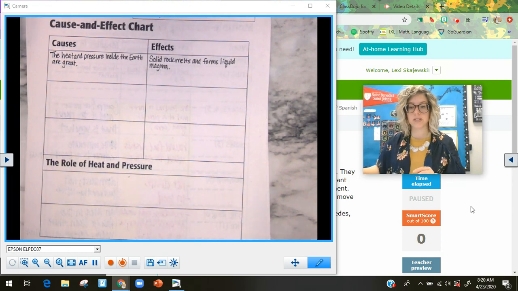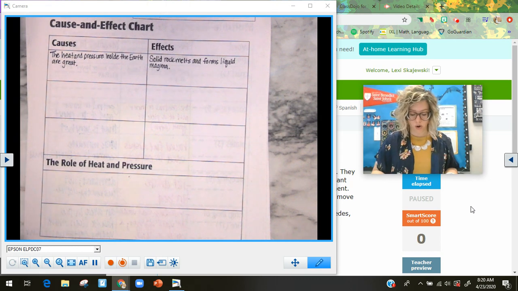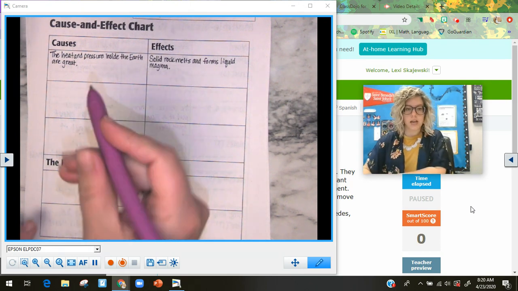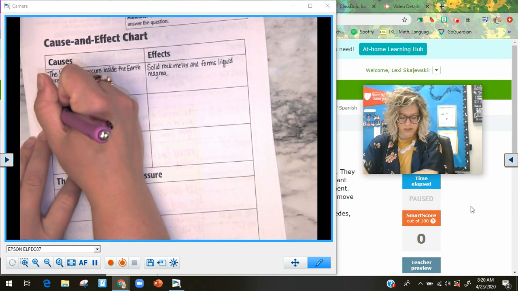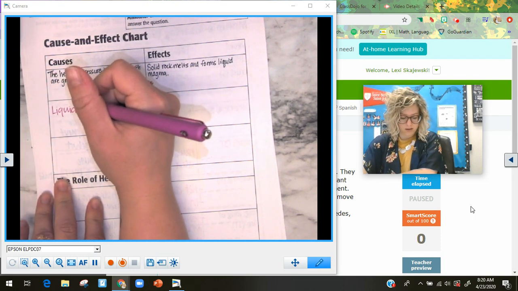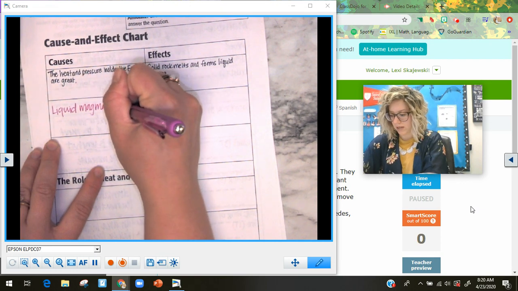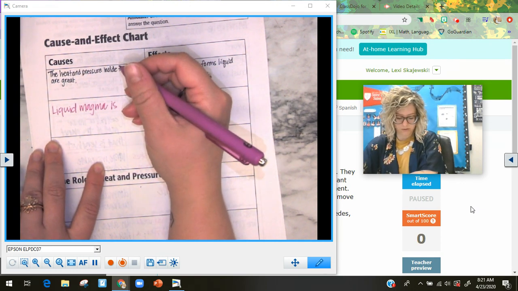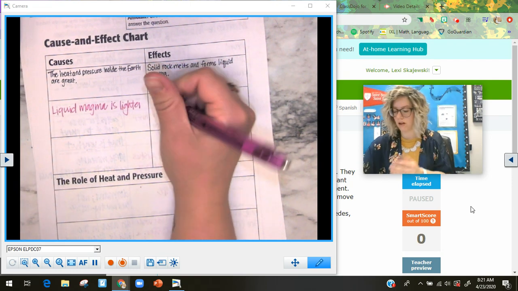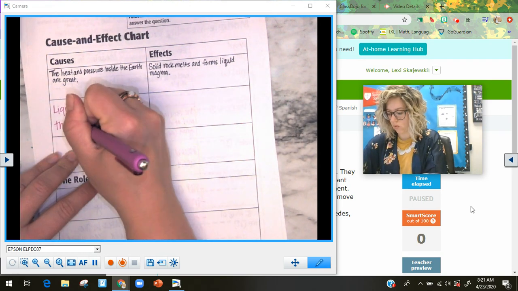I'm going to give you a couple sentence starters so that you know what you're looking for, but then you're going to do the rest of this part on your own. Okay. So the first cause that you are going to look for is liquid, and you should write this down. Liquid magma is lighter, as in weight, not as in color, than rock.